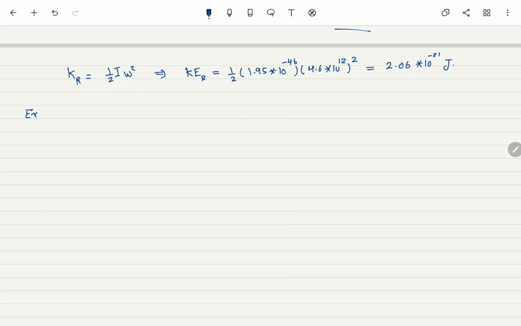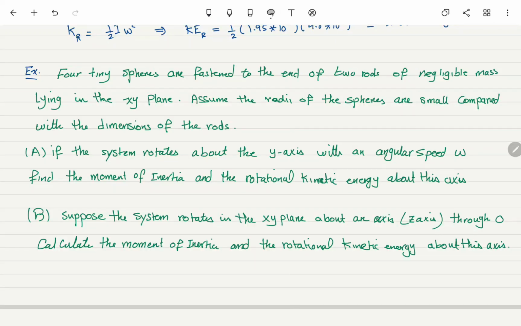Example: 4 tiny spheres are fastened to the ends of 2 rods of negligible mass lying in the xy plane, assuming the radii of the spheres are small compared with the dimensions of the rods. If the system rotates about the y-axis with an angular speed omega, find the moment of inertia and rotational kinetic energy about this axis. And for the other part, suppose the system rotates in the xy plane about the z-axis through the origin. Calculate the moment of inertia and rotational kinetic energy about this axis.